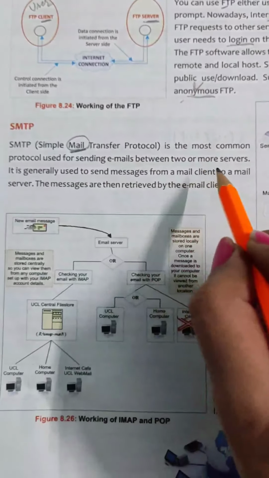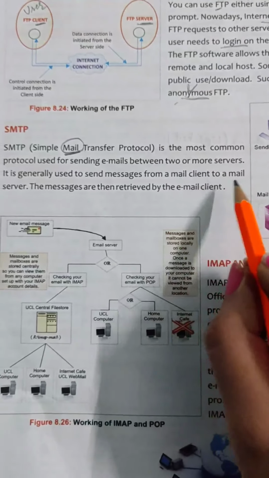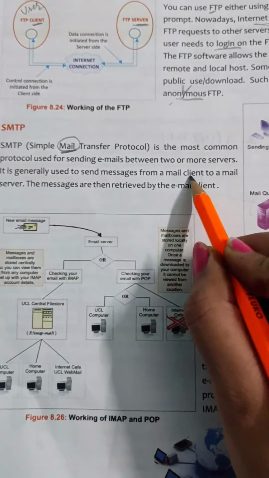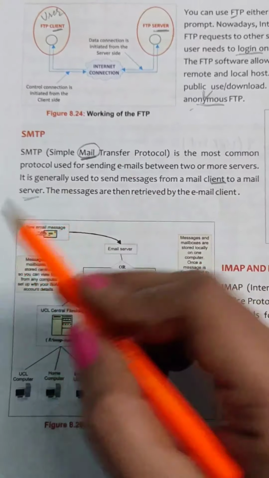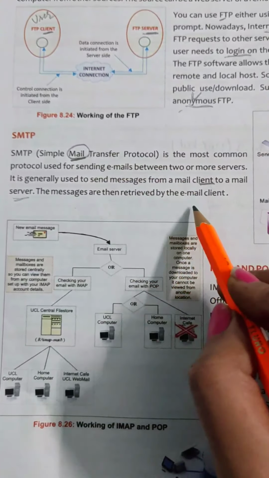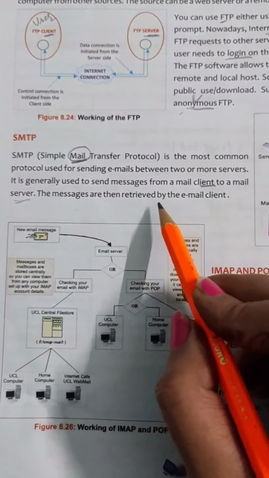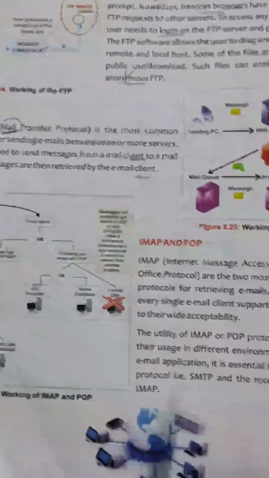For sending email between two or more servers, it is generally used to send messages from a mail client to a mail server. Mail client means the person who is using the computer. Server means from where the information will be searched. The messages are then retrieved by the email client. Means at the end, information is received by the client.